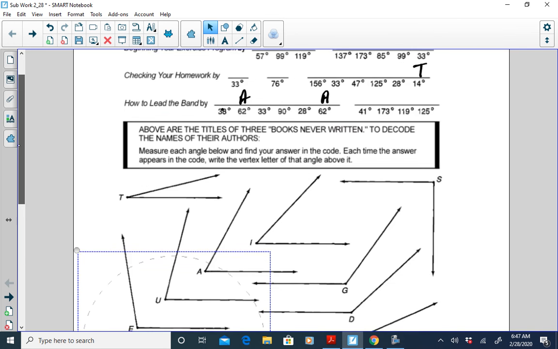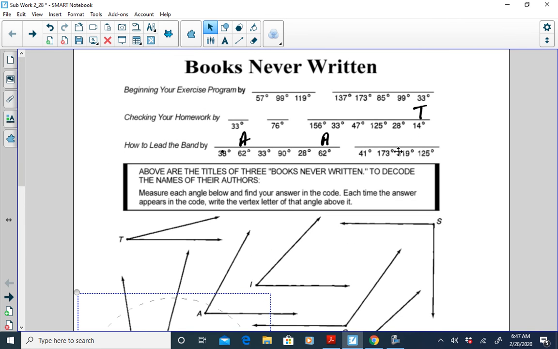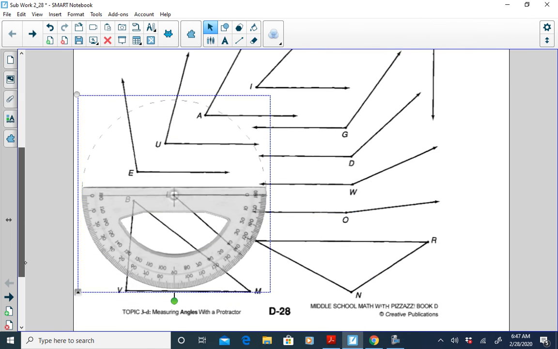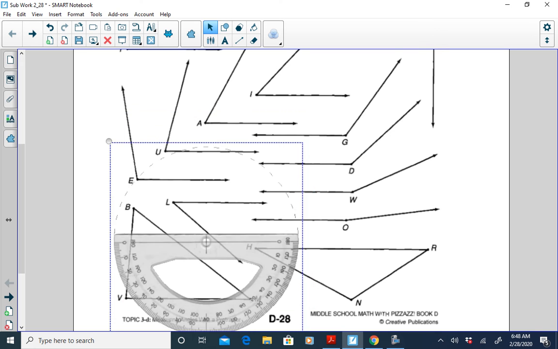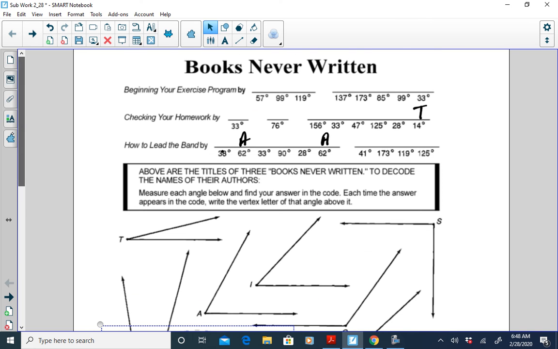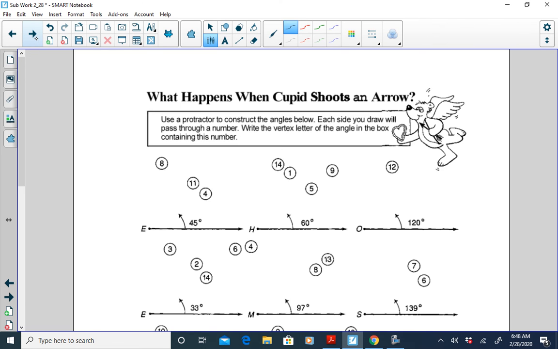So let's see what's closest to 40 degrees up here. We have a 41-degree angle, so that's closest to 40, and what letter is that? That was letter L. So 41 degrees is going to be letter L. And the other 41 degrees? No. So that's what you are doing for that first assignment. You may have to move your protractor around a bit. All right, let's look at the next page.